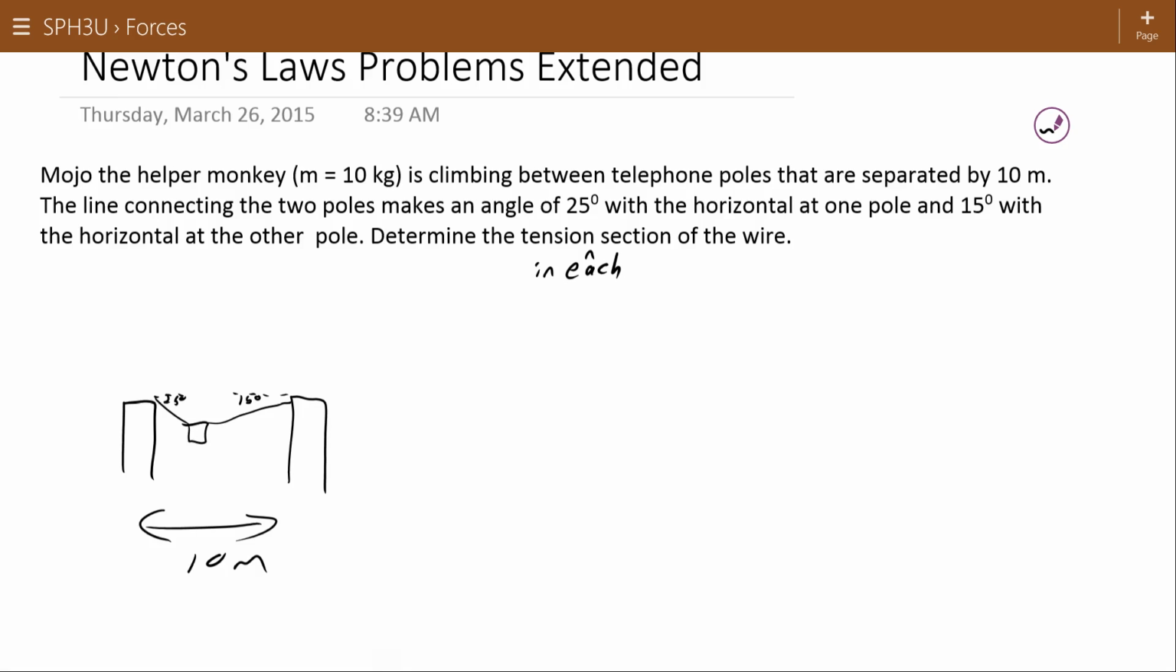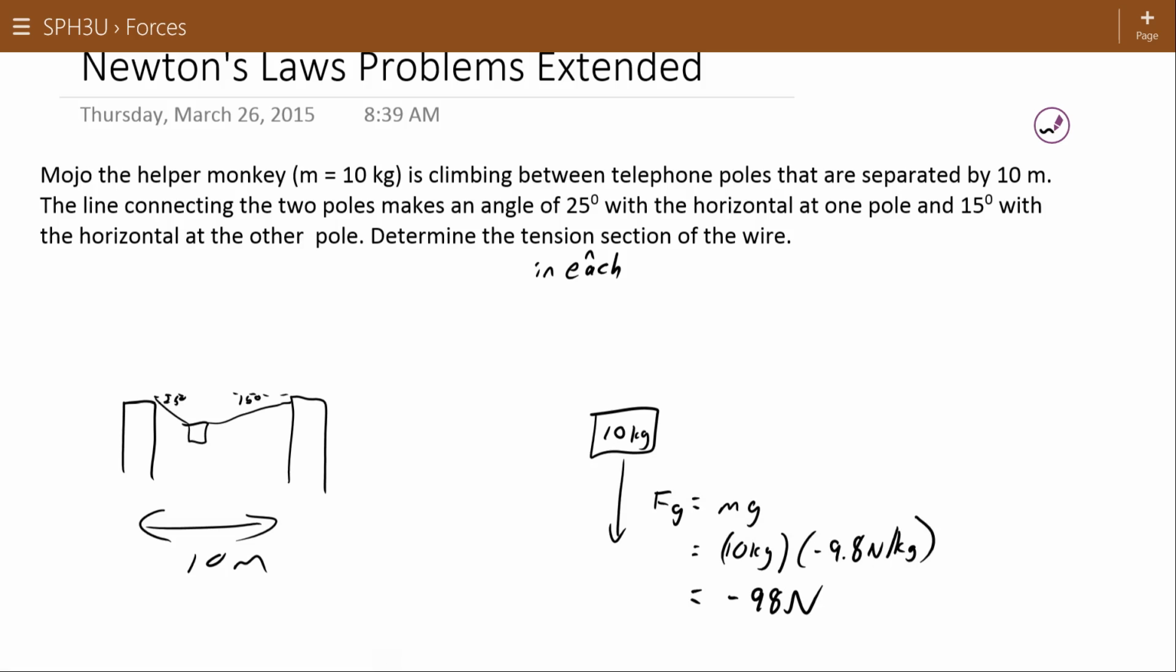So, if this monkey is suspended between these two poles, then what that means is all the forces acting on this monkey must add to zero, must balance each other out. The easiest force to think about is the force of gravity. We can see that that's going to be negative 98 newtons.